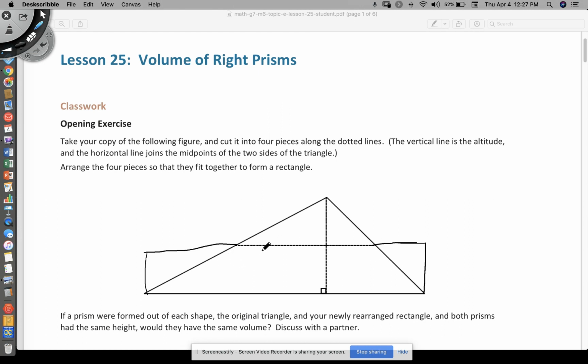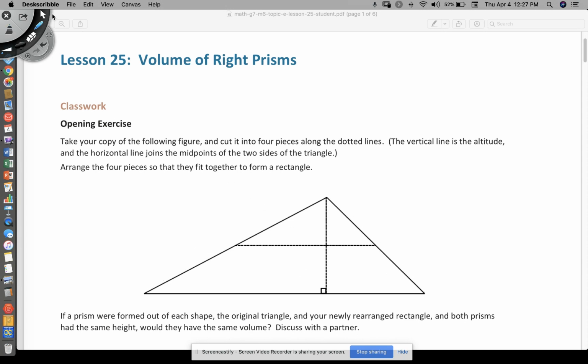But what you're supposed to notice here is if you were to find the volume of this triangle, it would be the same thing as finding the volume of this whole rectangle. It would give you the same answer, because if you just cut these pieces off and stick them up here, cut this piece off and stick it up here, it's still the same volume. All you did was move some of the pieces around.